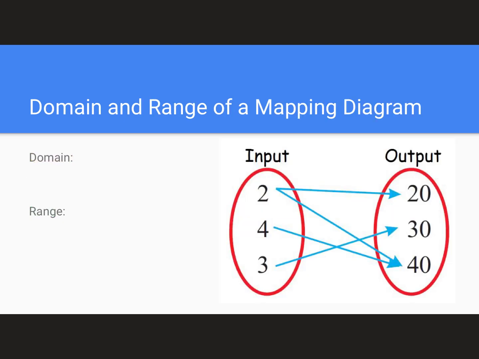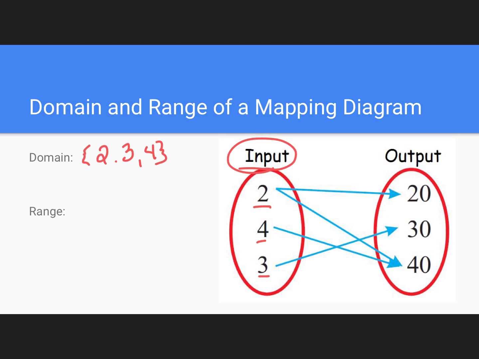Okay, so let's talk about how we find the domain and the range. So remember, domain is our input. So we're simply going to list the values and we list them in numerical order. So our domain here, we use a little curly bracket, is 2, 3, 4.